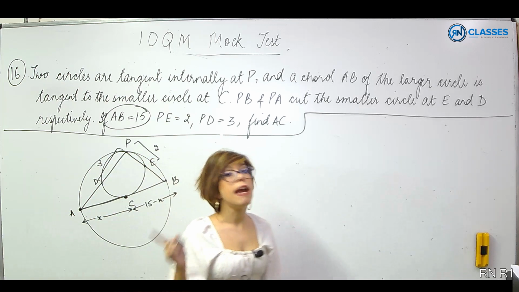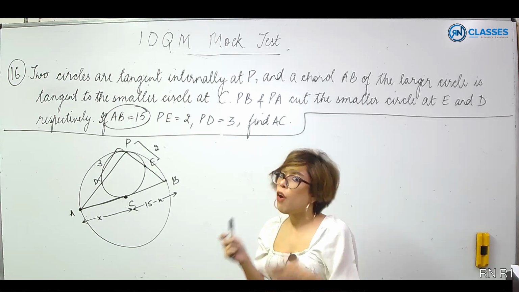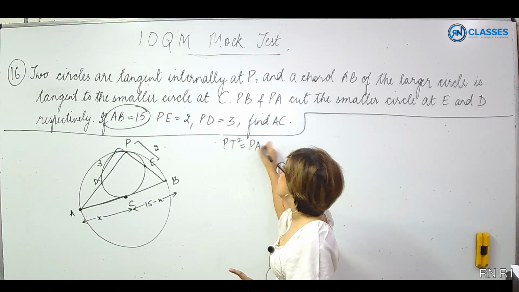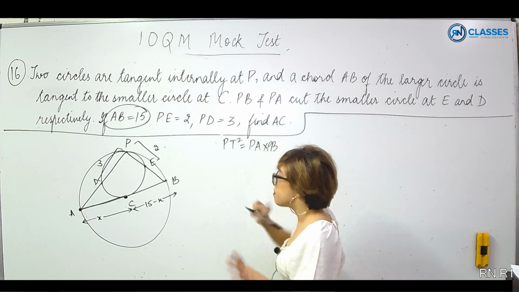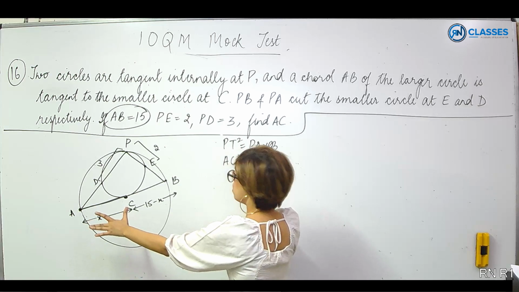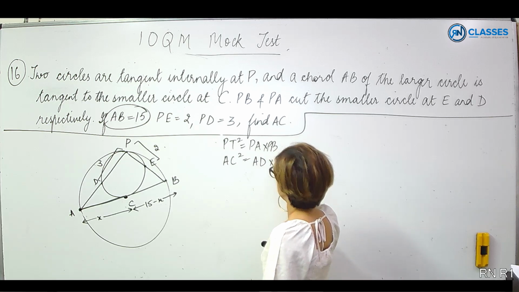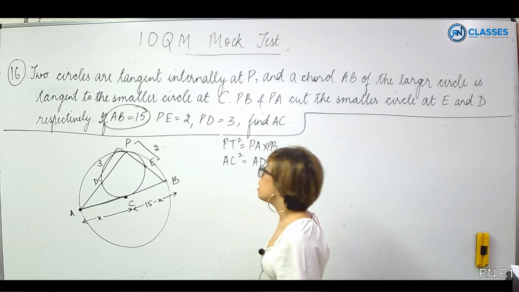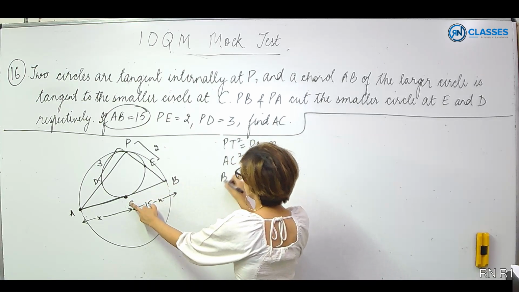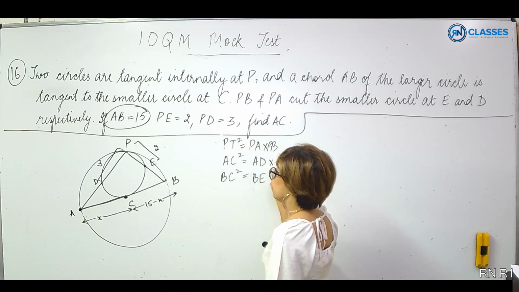Now, in this question, we have tangents and we have secants. Obviously, we can use PT square is equal to PA into PD. This theorem, I hope you remember. Now, in this case, AC is the tangent, so AC square is equal to AD into AP. Written down. Done. Now obviously BC is the tangent, so I can say from here BC square is equal to BE into BP.